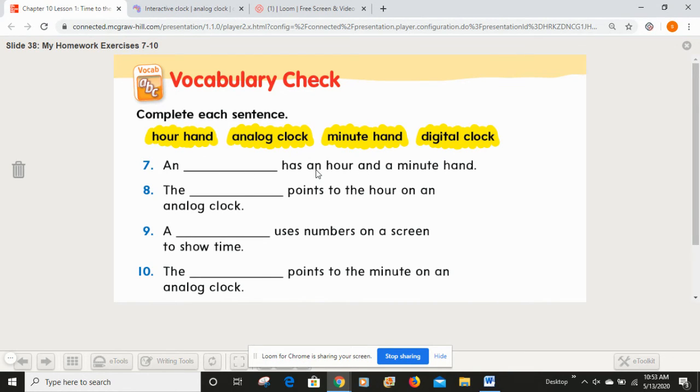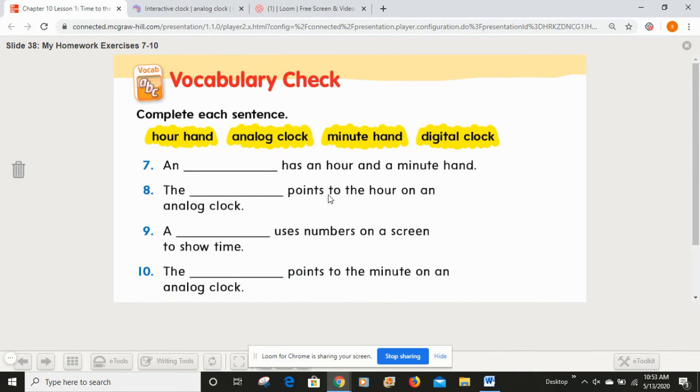So it says something has an hour and a minute hand, so we know that it's probably not an hour hand or a minute hand, so that then gives us two choices. Is it a digital clock or an analog clock? And which one did we say has a minute hand and an hour hand? I believe it would be the analog clock. So we would write analog clock, and we'll check these here in just a minute.